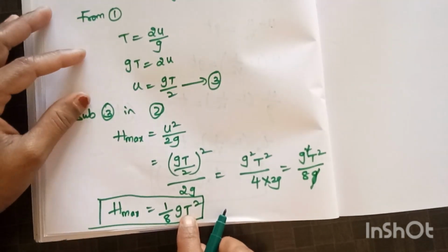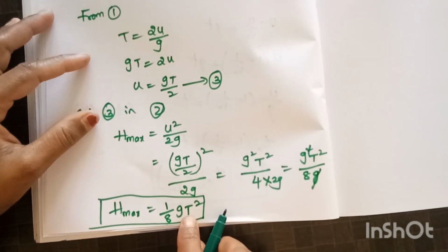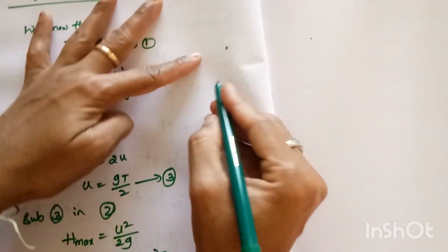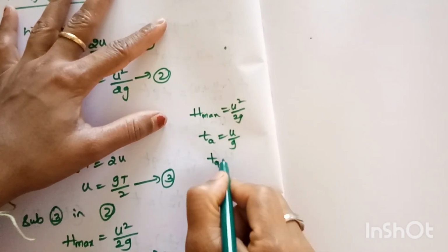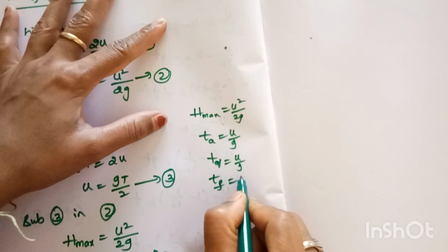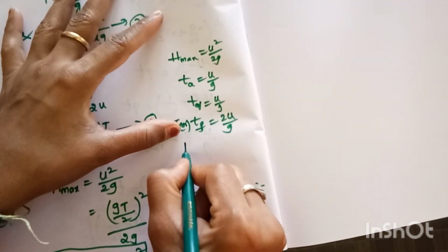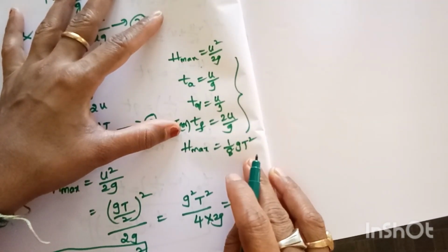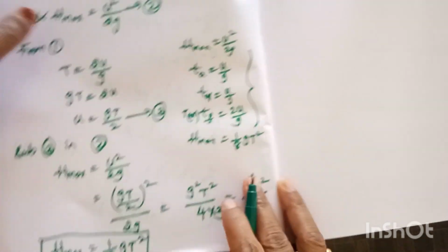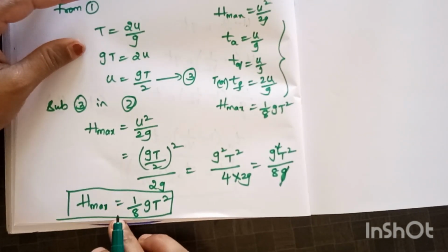You can get this as a multiple choice question: what is the relationship between maximum height and time of flight? H maximum equals 1 by 8 gT square. So you know that the maximum height formula is u square by 2g, time of ascent is u by g, time of descent is u by g, and time of flight is 2u by g. I said that time of flight can be denoted by capital T or TF. These are the 4 formulas that are mainly important and used in problem solving. And the relationship between capital T, the time of flight, and maximum height H maximum is H maximum equals 1 by 8 gT square.